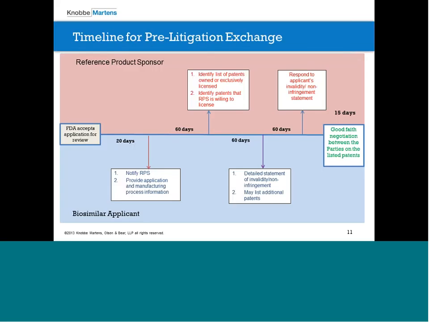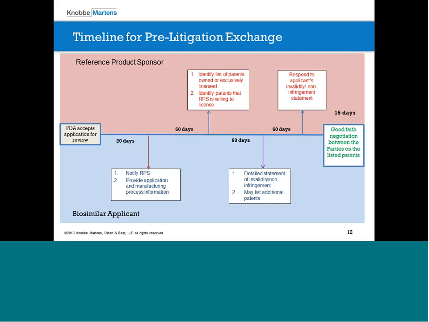So to illustrate this in a little bit more detail, we've prepared the next slide, which is a timeline of the exchange. As you can see, the top half that's shaded in pink would be the activities that the reference product sponsor would be engaged in, and the bottom half shaded in blue would be the responsibility of the biosimilar applicant. And as you can see, the timeline starts again when the FDA accepts the biosimilar application for review.